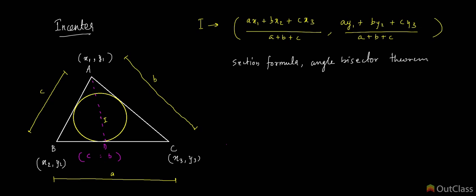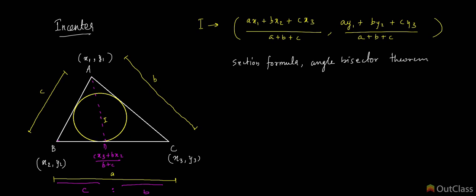The section formula is going to be (cx3 plus bx2) by (b plus c), comma, (cy3 plus by2) by (b plus c). I think it'll be easier to just look at the x coordinate. The same thing will happen in the y coordinate, so I'm not going to bother with it. Let's just look at the x coordinate: (cx3 plus bx2) by (b plus c), because we have divided BC in the ratio c is to b, which is the same ratio as the adjacent sides, and that is how we do it when we have an angle bisector.